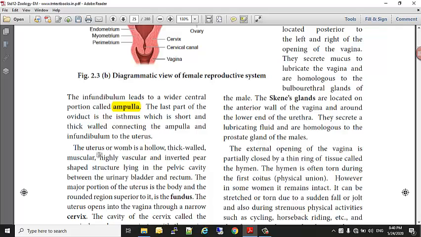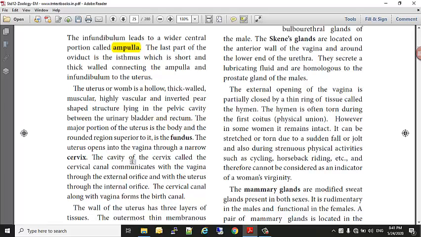the uterus. The uterus or womb is a hollow, thick-walled, muscular, highly vascular and inverted pear-shaped structure lying in the pelvic cavity between the urinary bladder and rectum. The major portion of the uterus is the body, and the rounded region superior to it is the fundus. The uterus opens into the vagina through a narrow cervix. The cavity of the cervix, called the cervical canal, communicates with the vagina through the external orifice and with the uterus through the internal orifice. The cervical canal along with the vagina forms the birth canal.